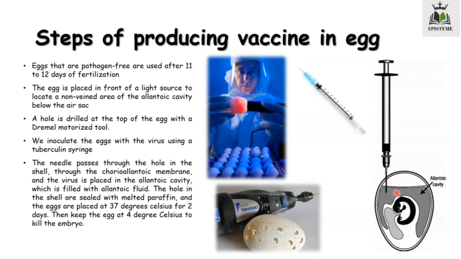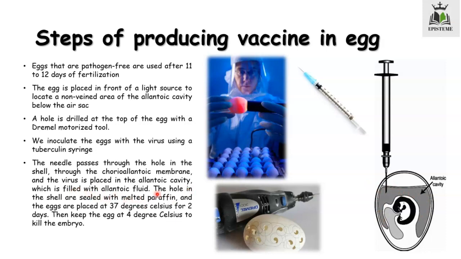The needle needs to pass through the chorioallantoic membrane. This membrane between the air sac and the allantoic cavity is the chorioallantoic membrane. Using the syringe, we need to introduce the virus in this region, in this gray region. We need to introduce our virus.